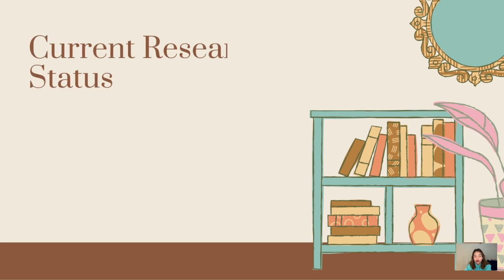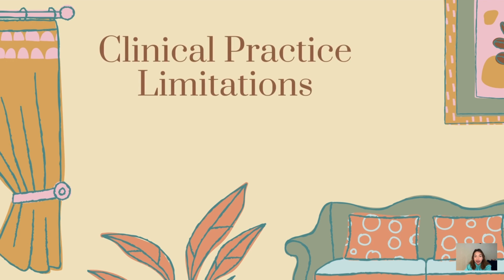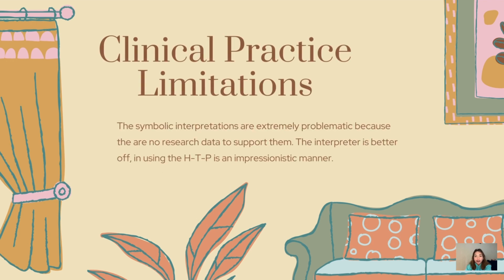Current research status of the house-tree-person: there are relatively few reliability and validity studies available for the HTP. Thus, the HTP is a rough or non-specific measure of pathology, an undifferentiated measure. As for clinical practice and limitations, the symbolic interpretations are extremely problematic because there are no research data to support them. The interpreter is better off using the HTP in an impressionistic manner.